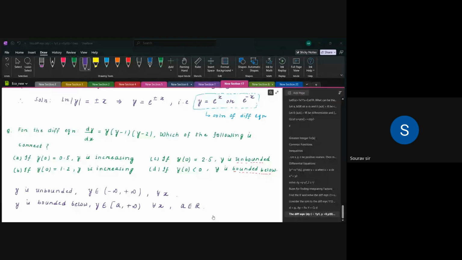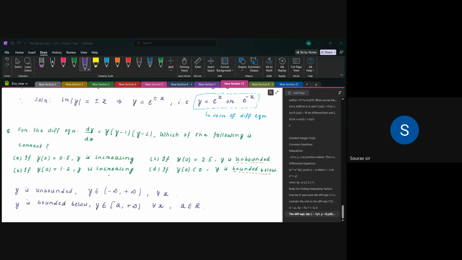Yes, so we were discussing this question, right? So is this part clear to all of you? What does unbounded and bounded below mean? This is making sense? So now if you look at the options that is given in the question, you need not necessarily explicitly solve the entire differential equation to get to the answer, right? Because it is only telling you to have a certain idea of whether y is increasing or whether it is bounded below or bounded above, right?